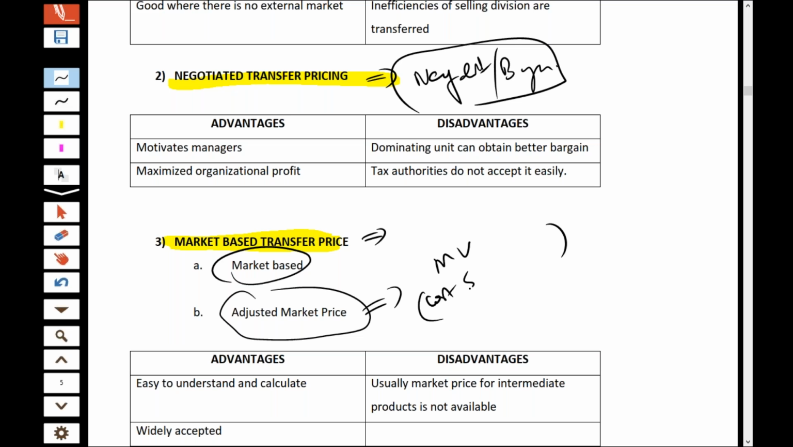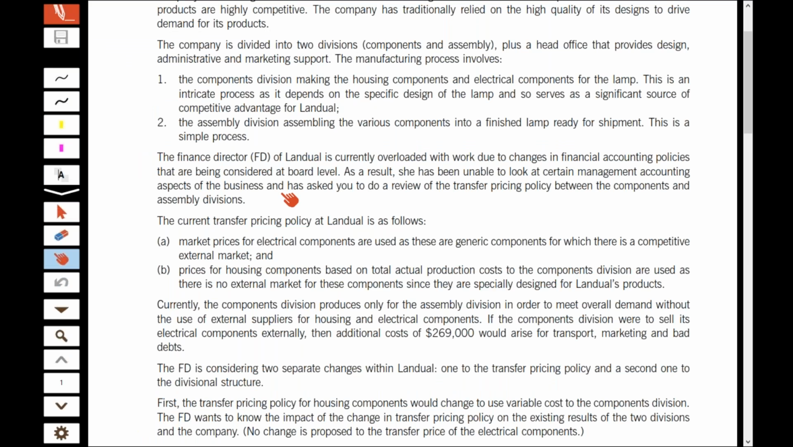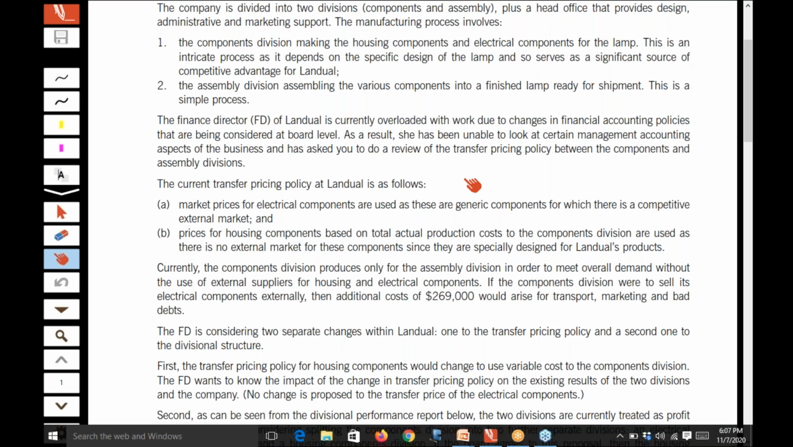The name of this question is Landwell Lamps. Let's just start discussing this question, Landwell Lamps. What I want you to do is go through this question, try to understand the requirement, and try to attempt this specific question. Take 5 minutes, Landwell Lamps.